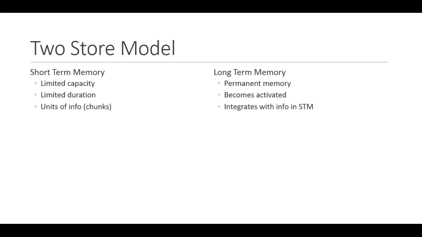And then they saw long-term memory as being permanently stored, and that somehow it becomes activated as it receives stuff from short-term memory. There's some back and forth between the two, and then you integrate what's in long-term memory with the information in short-term memory, and then it goes back to long-term memory when it's no longer needed for whatever the task or problem is. So that's the two-store model, 2 compartments or places where information is stored.